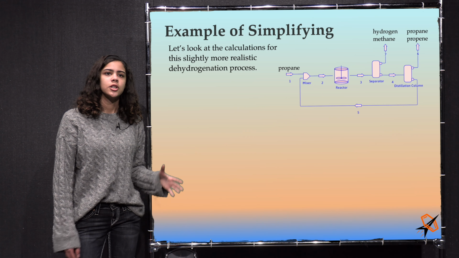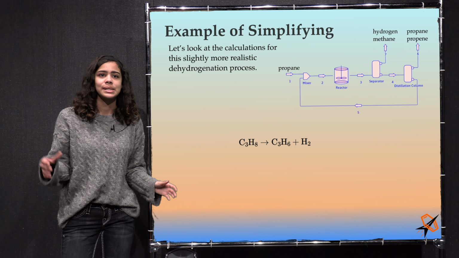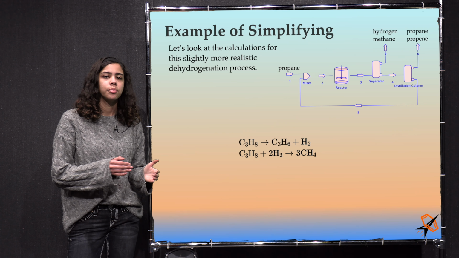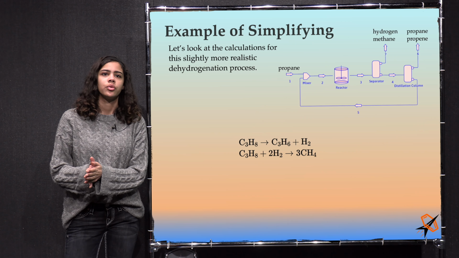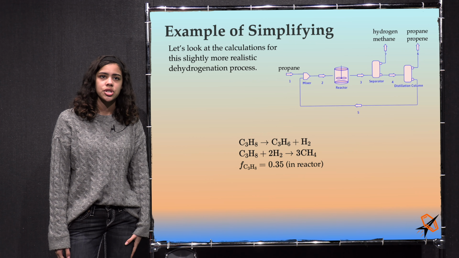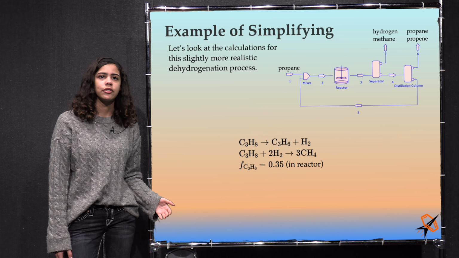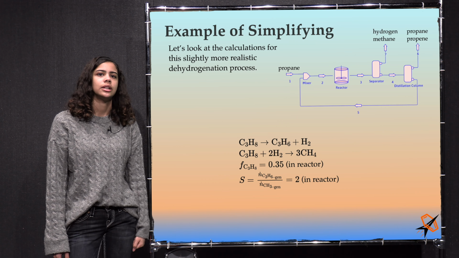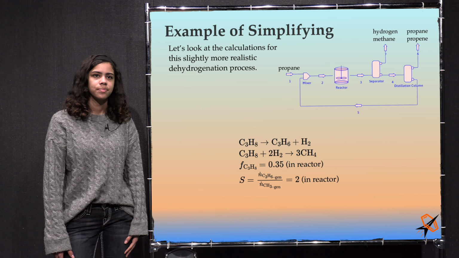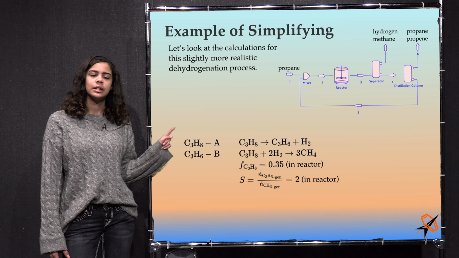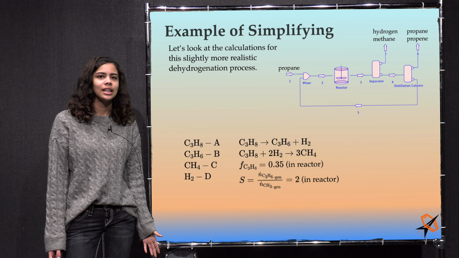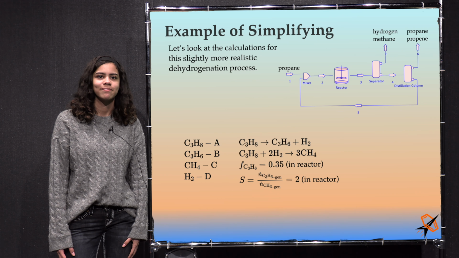The desired reaction is propane reacting to propene plus hydrogen. We now have an undesired competing reaction where propane plus the produced hydrogen reacts to produce methane, which we do not want. The fractional conversion of propane in the reactor is 35%, and the selectivity of propene with respect to methane is 2. We again label our variables. We have propane as A, propene as B, methane as C, and hydrogen is now D. We could have switched C and D, but hey, this way it keeps you on your toes.